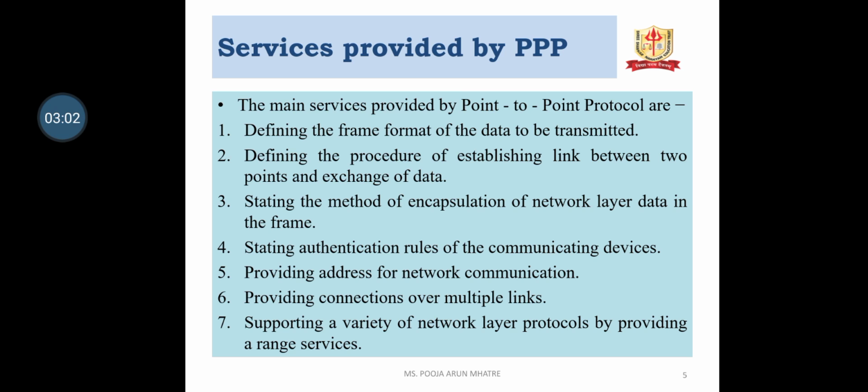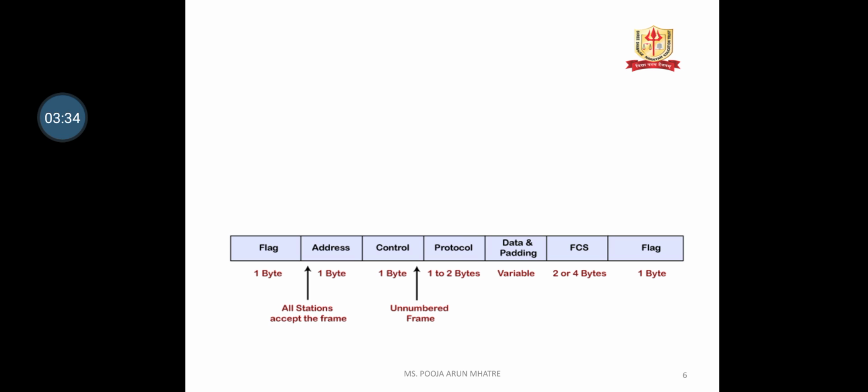That means it defines the frame format of the data to be transmitted. It defines the procedure of link establishment between the sender and receiver and the exchange of data. It encapsulates the network layer data. It authenticates the rules of communication. It provides the address for network communication. It also provides multiple links, and it also supports network layer protocols by providing a range of services.